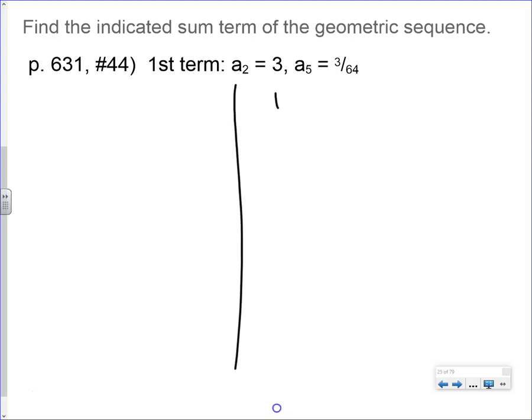And you could actually plug in and say, hey, a sub 2 is equal to 3, which is equal to formula. A sub 5 is equal to 3 over 64, which is equal to formula. Then use a system of equations to solve. But hold on. If you like Jacob's way, let's try the logic pattern finding way instead.